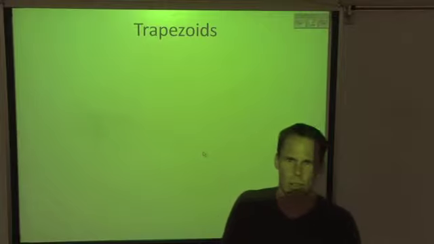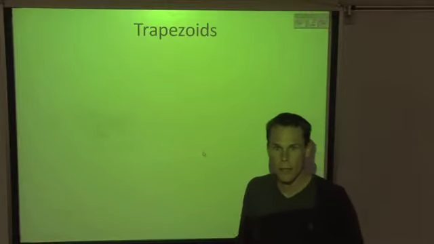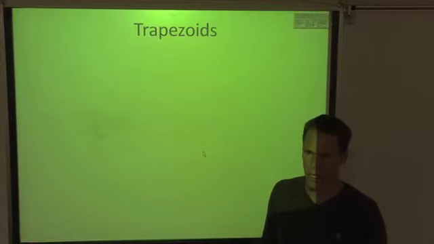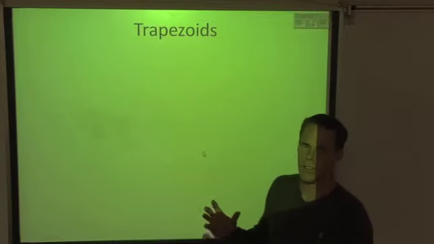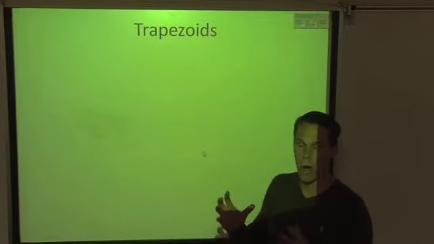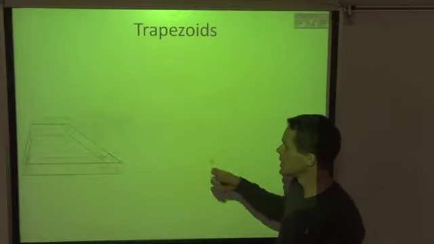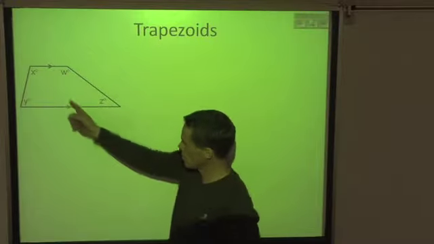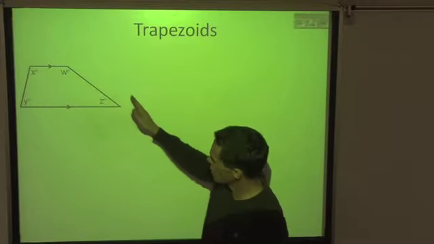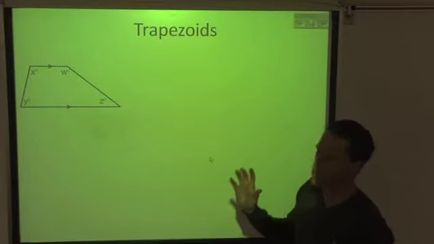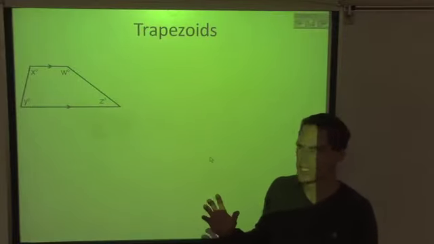Now, we want to get to isosceles trapezoids, but trapezoids themselves have a few things we should make note of. One, the idea of a trapezoid is that it has one pair of parallel lines. So two parallel lines, that's it. Right here, there's a pair of parallel lines. The other two lines are not parallel. What we have to do is go back to what we know about parallel lines.